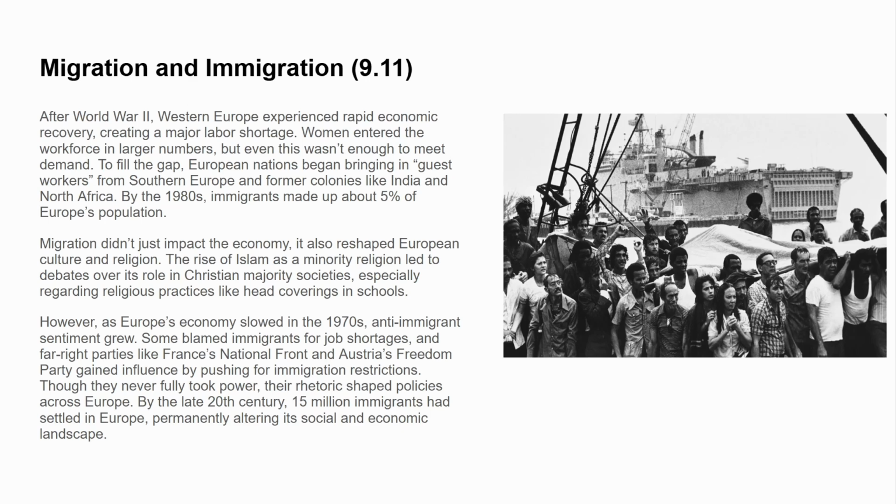Kind of interesting. However, as Europe's economy slowed in the 1970s, anti-immigration sentiment grew. Some blame immigrants for job shortages, and far-right parties like France's National Front and Austria's Freedom Party gained influence by pushing for immigration restrictions. Though they never fully took power, their rhetoric shaped policies across Europe. By the late 20th century, 15 million immigrants had settled in Europe, permanently altering its social and economic landscape. There are still ongoing debates about immigration in countries all over the world.